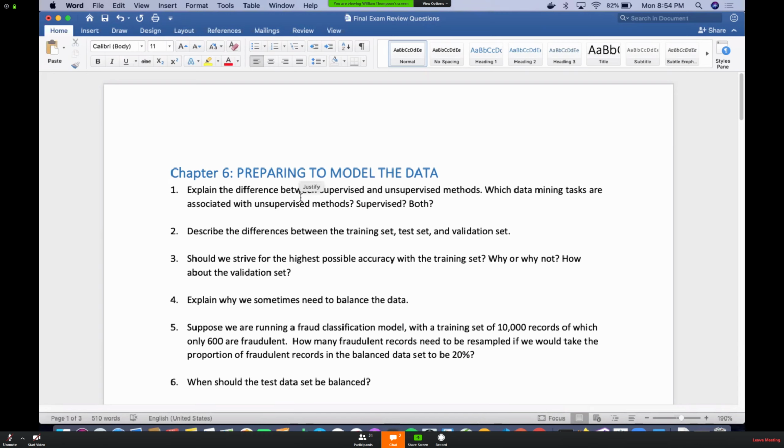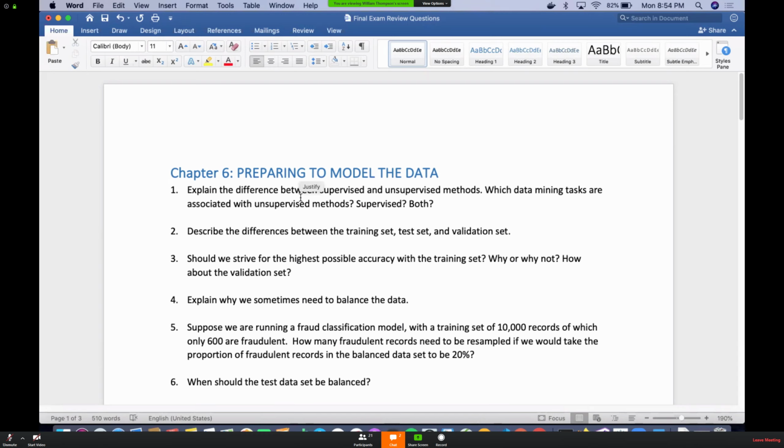One, you might be asked to explain the difference between supervised and unsupervised methods when it comes to machine learning. What's the difference between the two? I think we said one has a target variable, and the other does not. That's the primary difference. And which data mining tasks are associated with supervised methods, unsupervised methods, and also both?